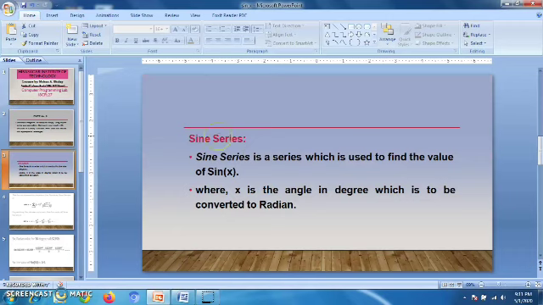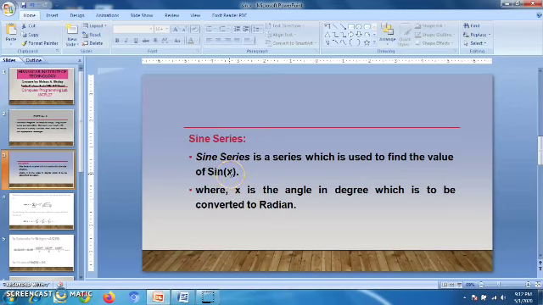As I told you, here we will be using the Taylor series approximation, also called the sin series. The sin series is a series used to find the value of sin of x. But there is one condition: whenever you calculate the value of sin of x, x is the angle in degrees which is to be converted into radians. The value of x should be in radians, not in degrees.